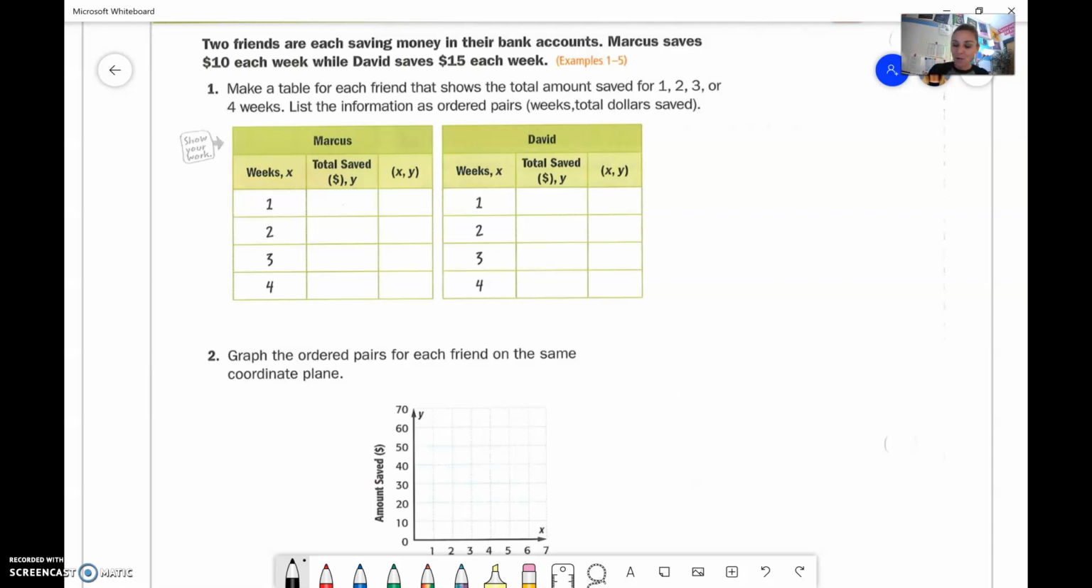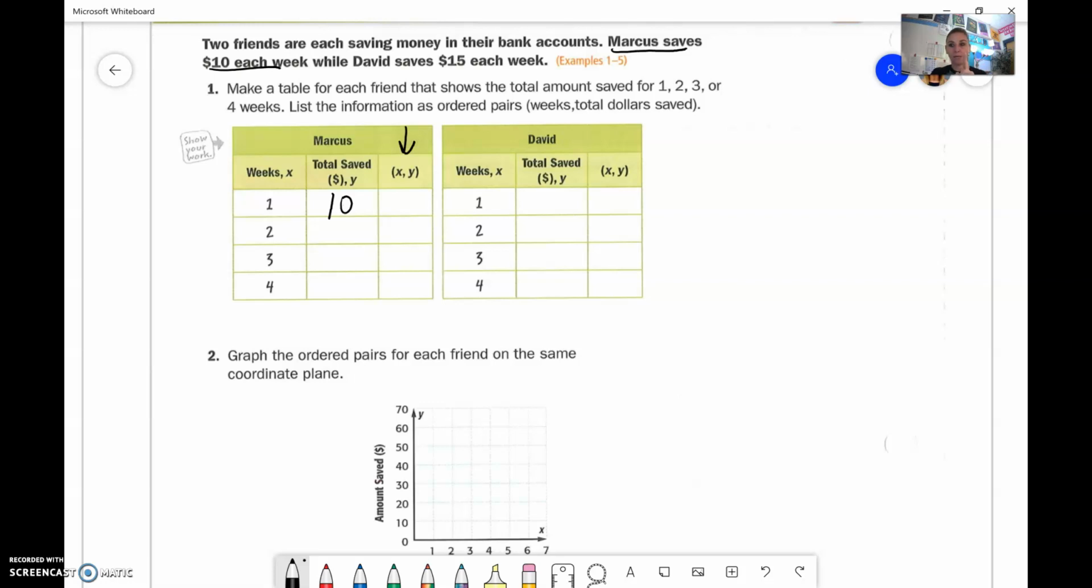Okay, so make a table for each friend that shows the total amount saved for 1, 2, 3, and 4 weeks. And then we're going to write that as ordered pairs. So start off simple. Let's start off with Marcus. I'm going to underline Marcus. $10 each week. So after week 1, Marcus is going to make $10. I'm going to do my X and Y last. I'm going to do my ordered pairs last.